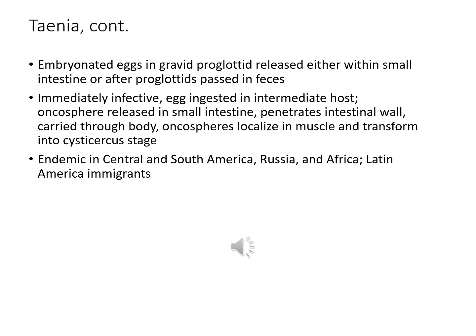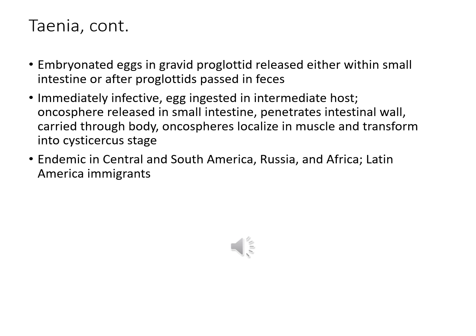Embryonated eggs in the gravid proglottid are released either within the small intestine or after the proglottids are passed in the feces, and they are immediately infective. The eggs are ingested by the intermediate host. The oncosphere is released in the small intestine, penetrates the intestinal wall, and is carried through the body, so the oncosphere can actually localize in muscle and transform into the cysticercus stage.